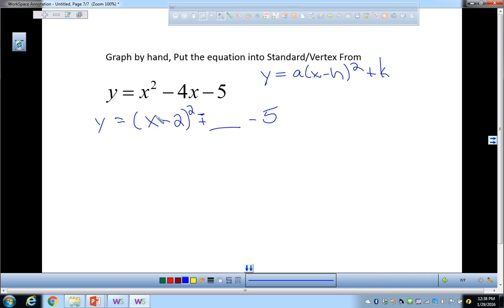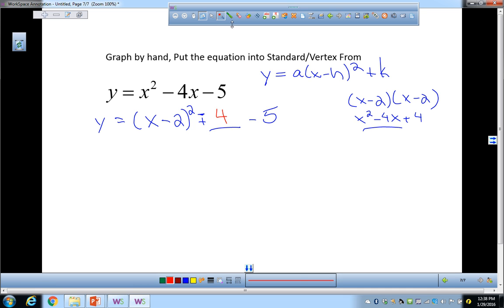What I basically did was rewrite x squared minus 4x as this. If I FOILed out x minus 2 times x minus 2, what do I get? X squared minus 4x plus 4. So I have x squared minus 4x here, but I don't have that plus 4 up here. What do I need to do to get rid of this plus 4 and keep my equation in balance? Minus 4. You take away 4.